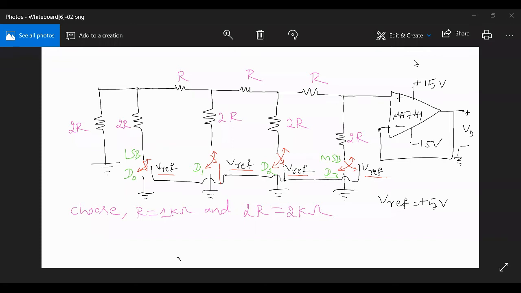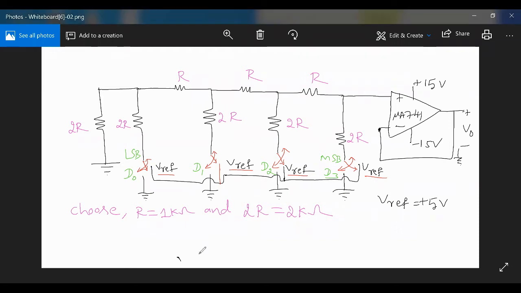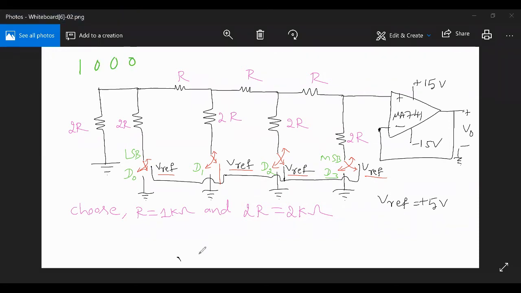Let us take 1 0 0 0. So this is D3, D2, D1, D0. Now we should calculate what is the voltage coming here. D3 must be connected to V reference.